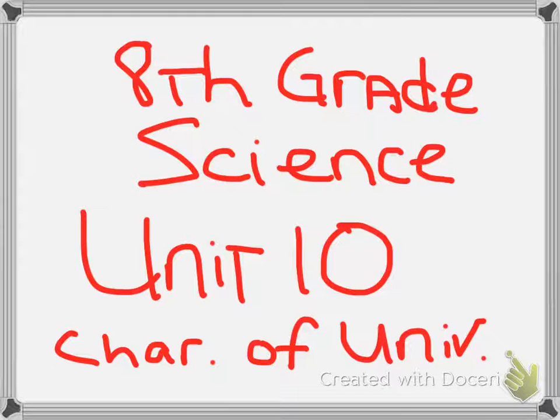Number 5, galaxies are classified into all of the following types by their shapes except A, spiral, B, elliptical, C, irregular, D, crescent.